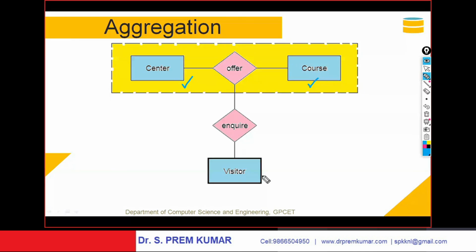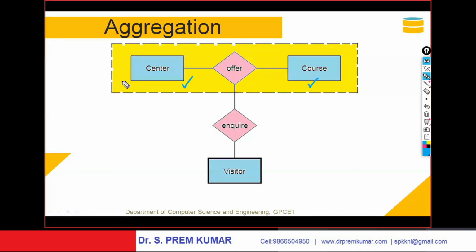Now a visitor comes, or one student comes. He inquires. He needs to inquire about the coaching center, who is the instructor, who is the manager, and how long the coaching center has been running. He needs to know the details of the center as well as the course. He wants to learn the C language or the Java language. He needs to know about the coaching center as well as the course.